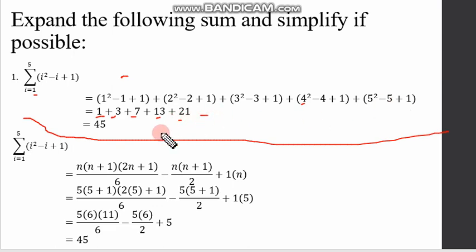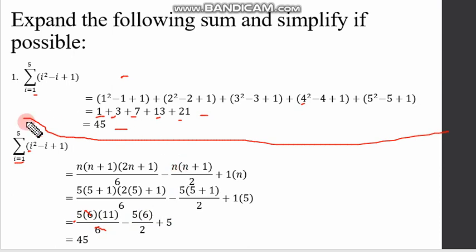We'll add all these terms together. The result is 45. If we're going to apply the properties of summation, we can do it this way. The i squared here, we could apply the property since i started at 1. So we will apply the formula n times n plus 1 times 2n plus 1 all over 6. So that's 5 times 5 plus 1 times 2 times 5 plus 1 all over 6, that's 5 times 6 times 11 over 6, or 5 times 11.